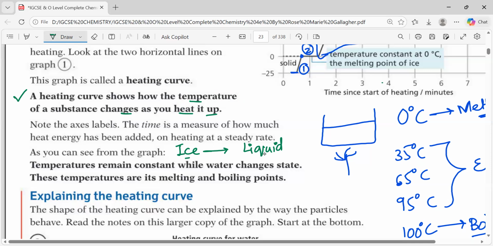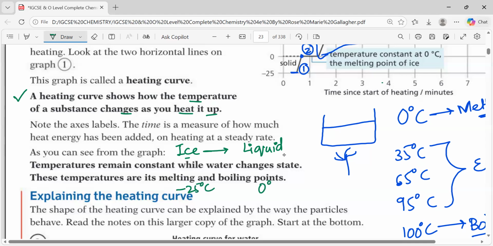Like you have ice and you have liquid. What is happening with the temperature when you are going from ice towards liquid? The temperature is increasing or decreasing? I'm asking that by heat energy, the temperature is increasing or decreasing? Increasing. Yes, because it goes from minus 25 to 0 degrees.